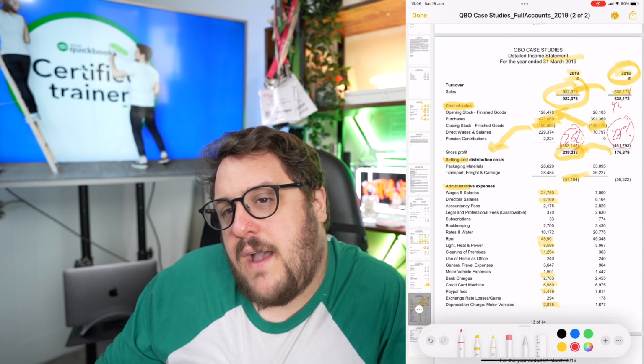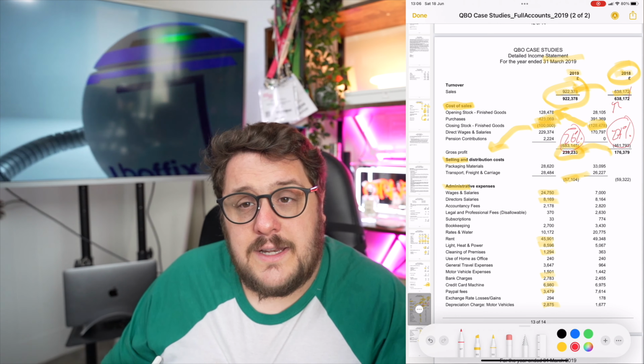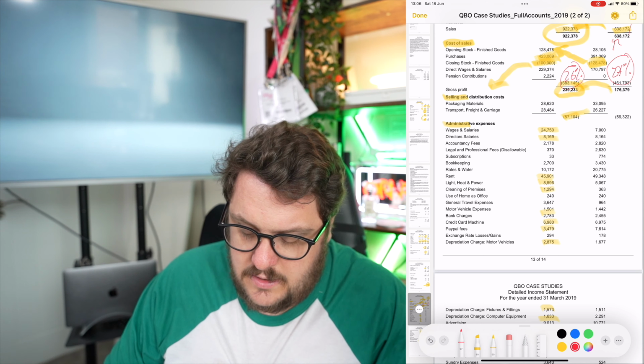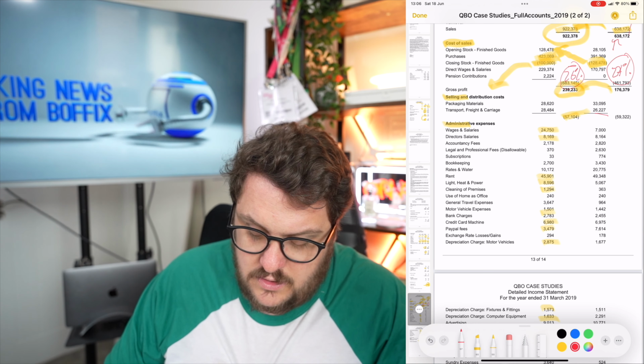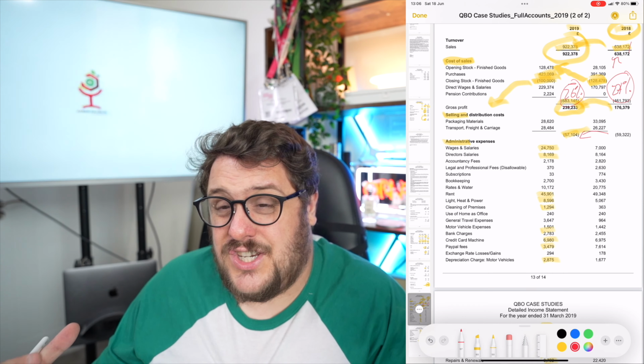This year, for every pound we've had, we've been able to keep 26p. And we really should be using that data and analysing that data going forward. The other bits we can see is how we're doing in terms of our selling distribution costs. Well, in this case, we seem to have reduced it, even though we've sold substantially more.